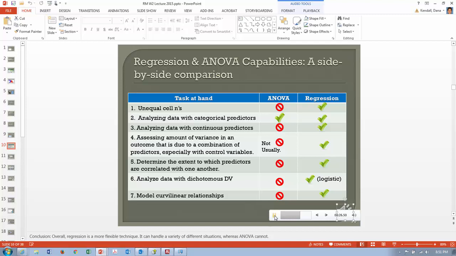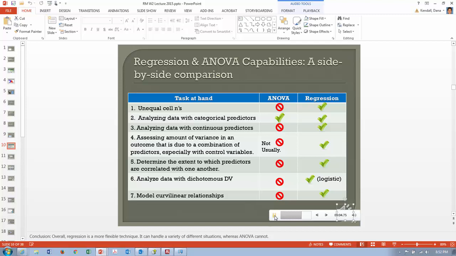Number 4, assessing the amount of variance in an outcome that's due to a combination of predictors. So what we want to do is parse out variance. We want to understand, above and beyond this predictor, does this other predictor contribute to the DV? So we would want to know if our intervention, whatever it is, will move the dial on the outcome of interest above and beyond a person's pre-existing conditions. And so the only way to answer that question is with regression. ANOVA cannot answer that.